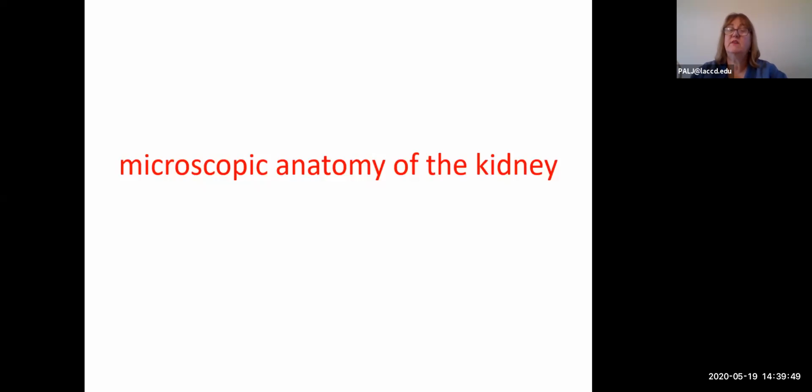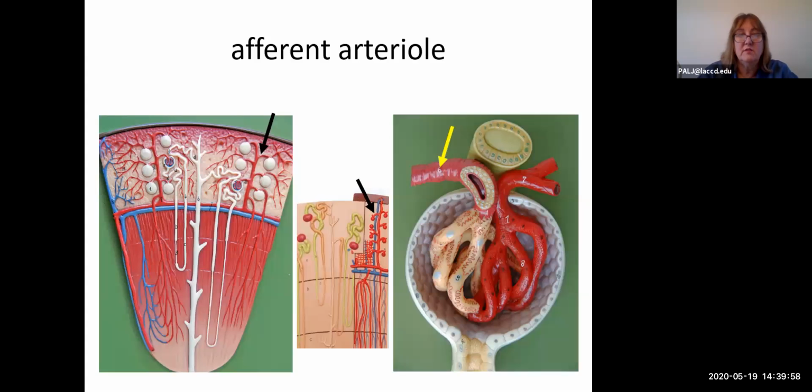Welcome back to this last video on the urinary system, or the renal system. And in this one, we're going to be looking at the microscopic anatomy of the kidney. So we're going to start with something we already know, the afferent arteriole. This was the arteriole coming off the cortical radiate artery, and it's going to be bringing blood flow into the functional unit of the kidney, which is the nephron.